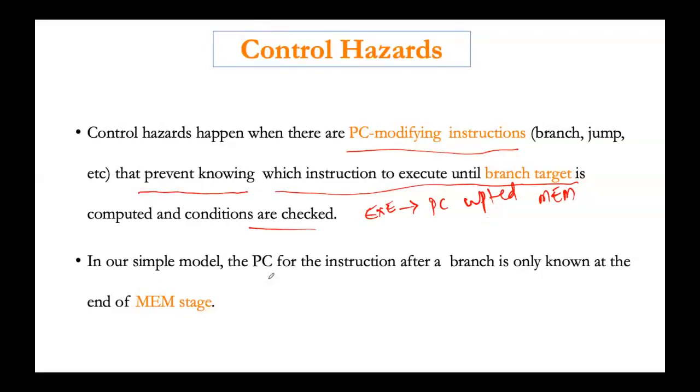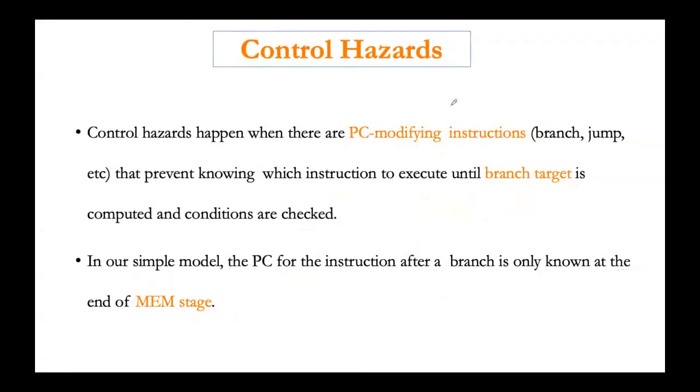So in our previous models, the program counter for the instruction after a branch is only known at the end of the memory stage. That gives the control hazard.